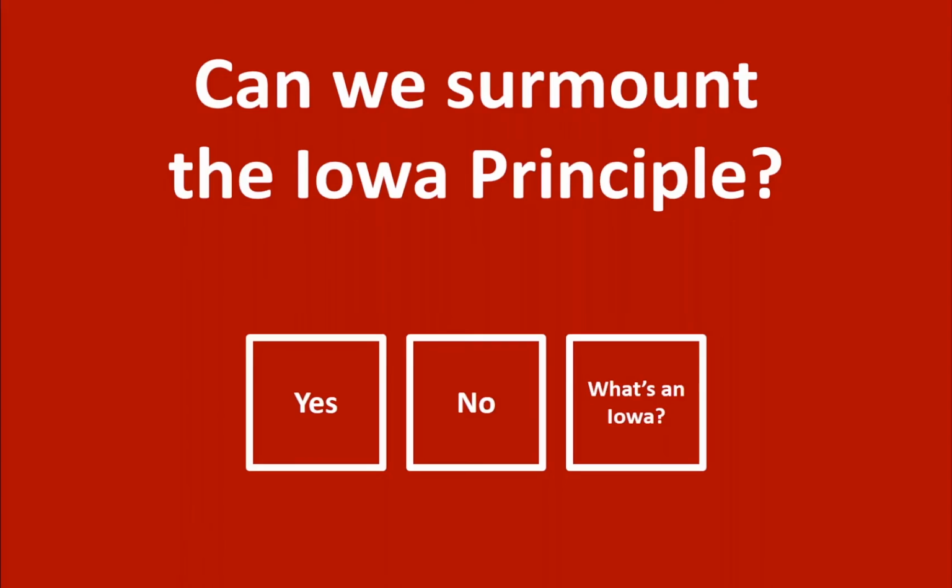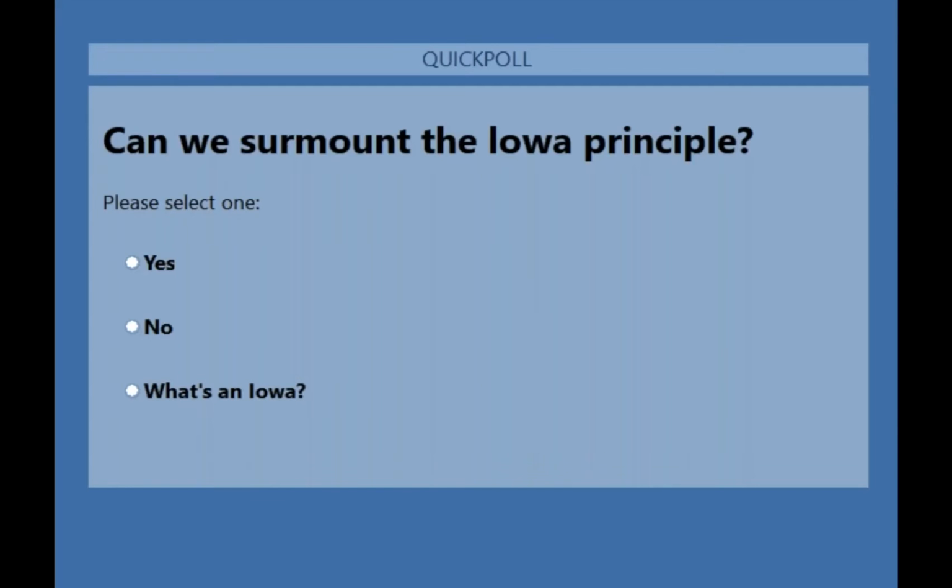So can we surmount this? Can we get around the Iowa principle? Well, either yes, no, or what's in Iowa? You already know the answer to what's in Iowa. It's a beautiful state in the middle of America. So hopefully you won't choose that one, but let's see if people are just going to be a bit snarky.